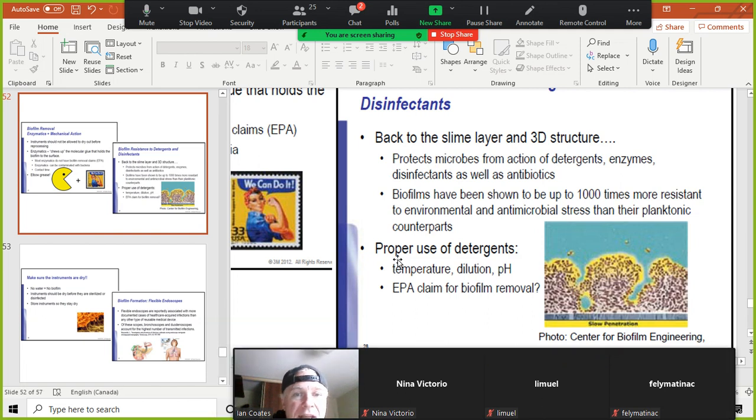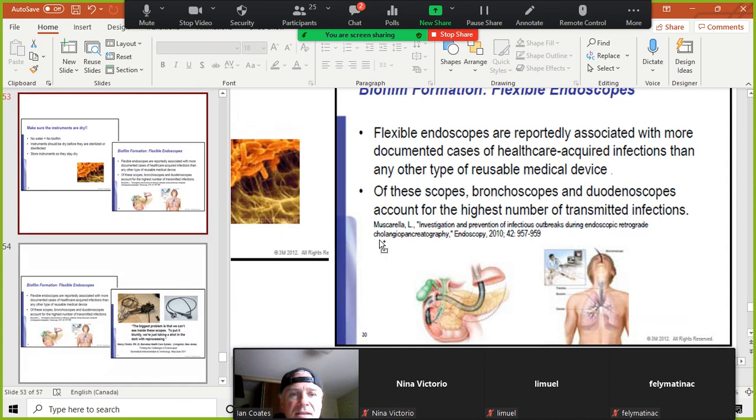Crazy. Proper use of detergents there: you've got temperature, the dilution, the pH, all these kinds of things. Okay, so keep on moving.